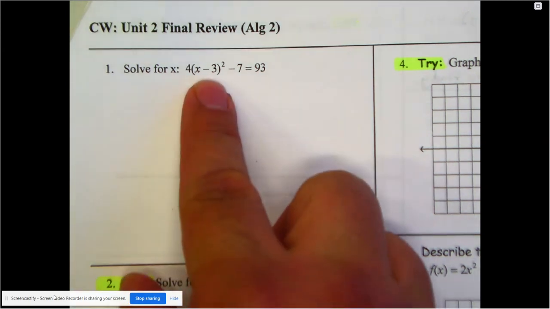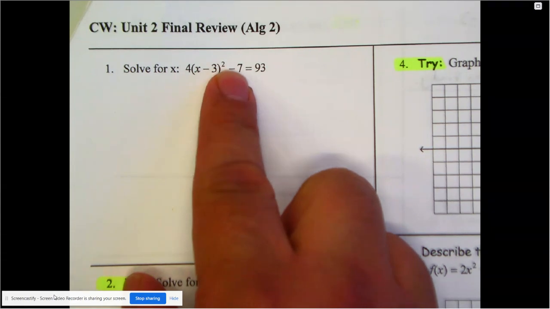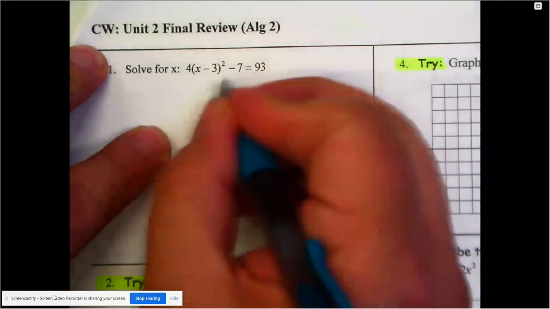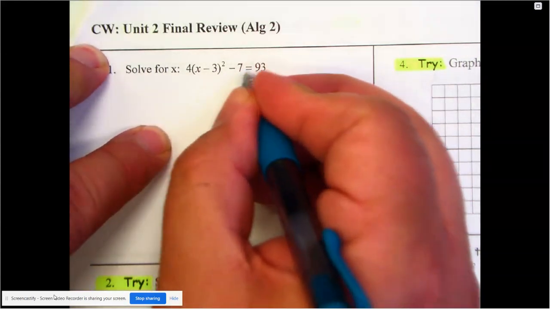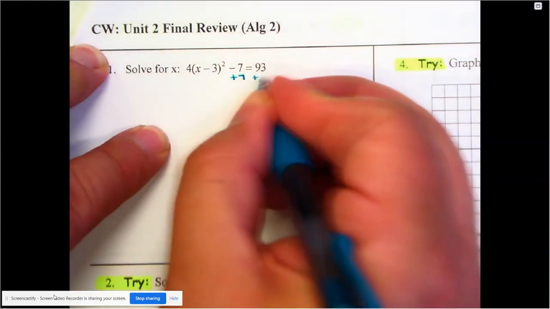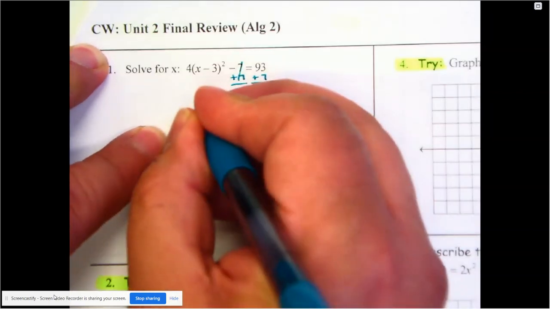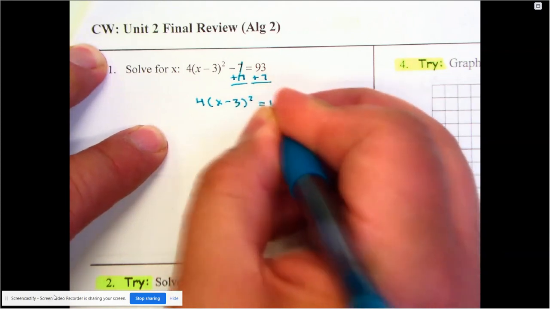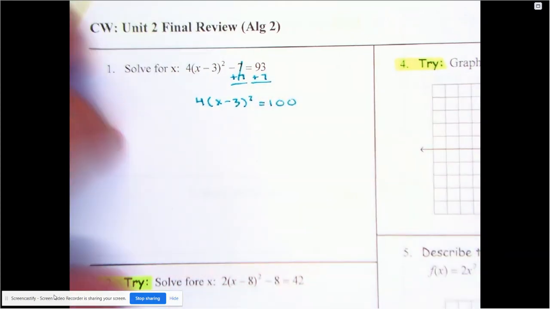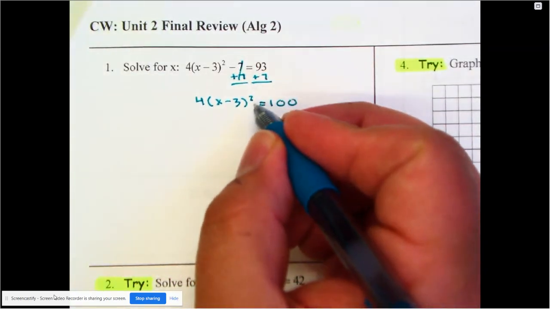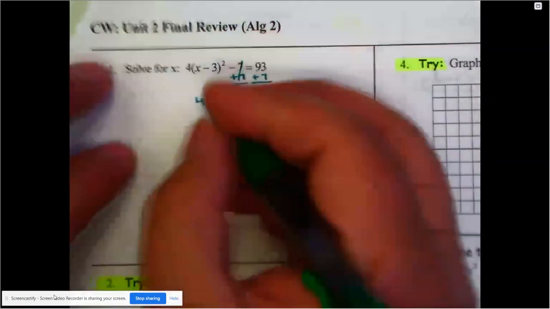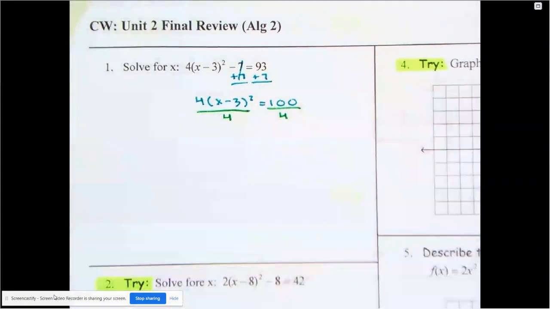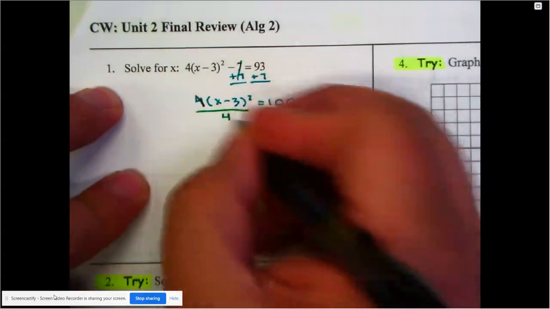And if you notice, we only have one x involved. Yes, it's a quadratic, but when we only have one x involved, that means we're going to move everything away from it. So if I see a -7, then I'll add a 7 to both sides. So we end up with 4(x - 3)^2 = 100. Then, of course, we still can't get rid of that power of 2. We need to get rid of every other value around it first. So that 4 in front should get divided here. So we divide everybody by 4.